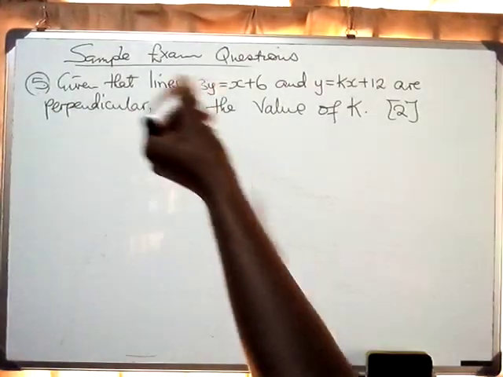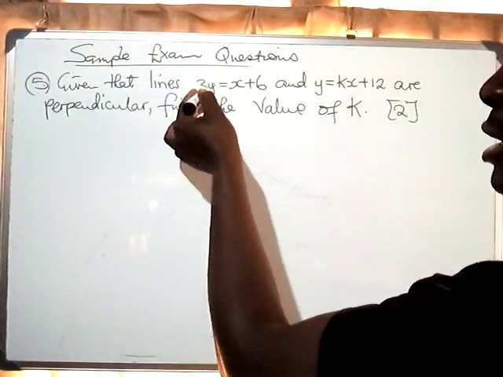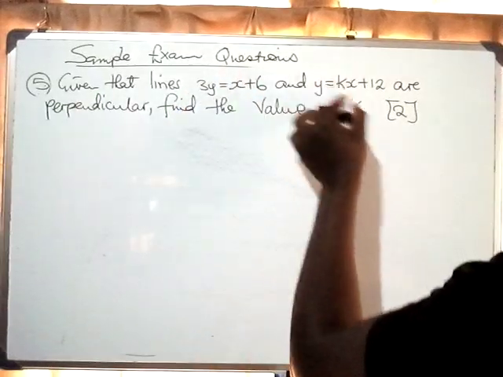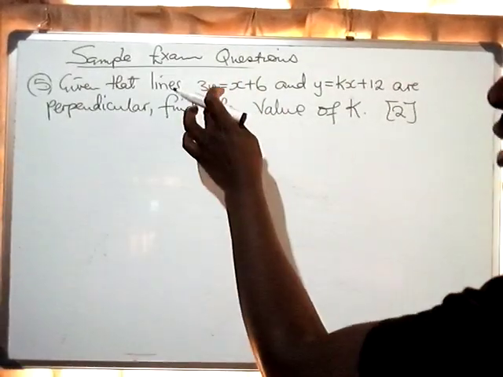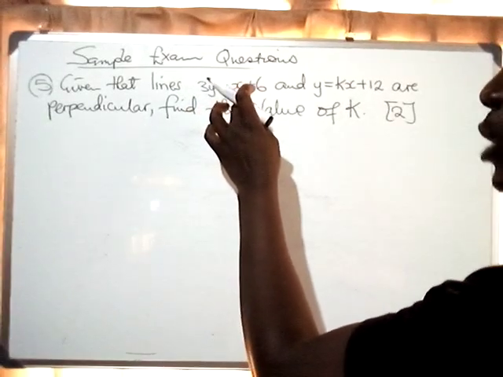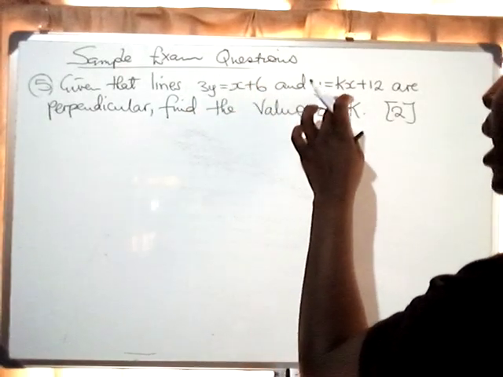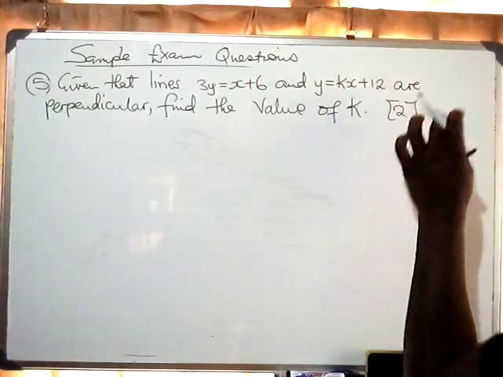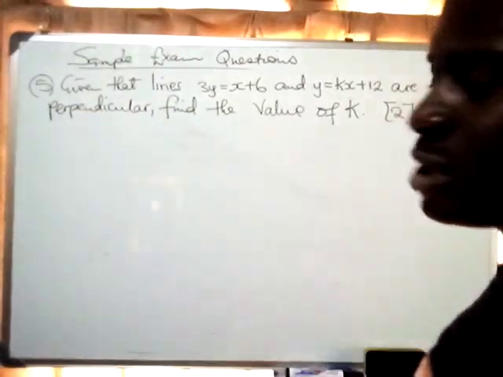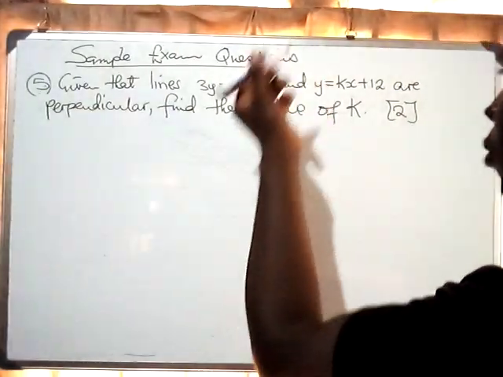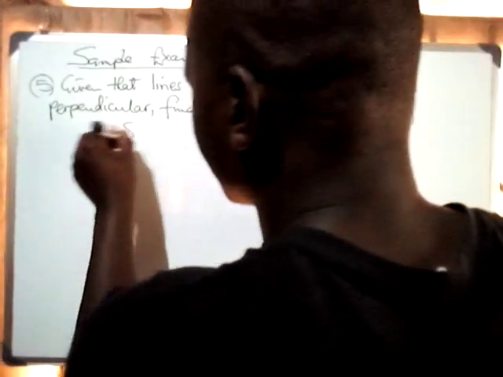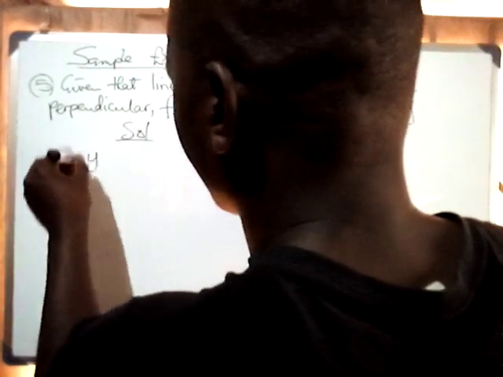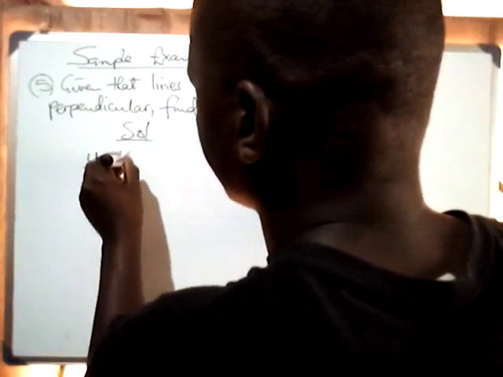Our next question. Given that line Z, there's this line here and this line there. The first line is 3y is equal to x plus 6 and y is equal to kx plus 12. They are perpendicular, meaning they are perpendicular to each other. Find the value of k. So when you look at k, what is our k?